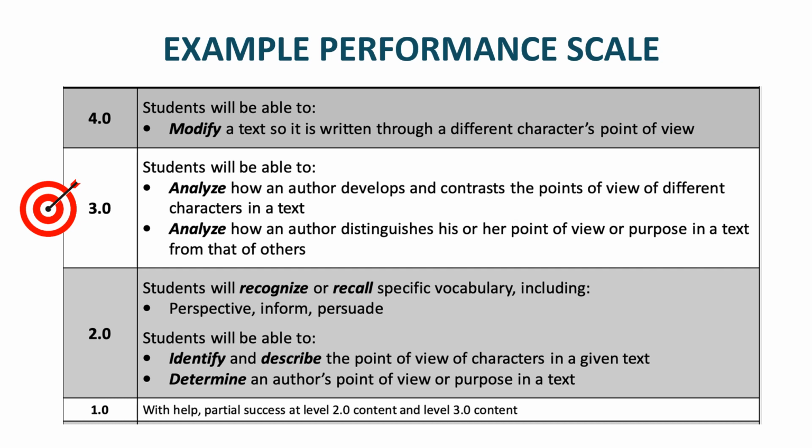Now, if we are talking about the cognitively complex target, then you look at 4.0. Also look at what students will be able to do. In this case, they have to modify a text so it is written through a different character's point of view. We have to make sure that we are using the right action word when writing the targets for these standards.